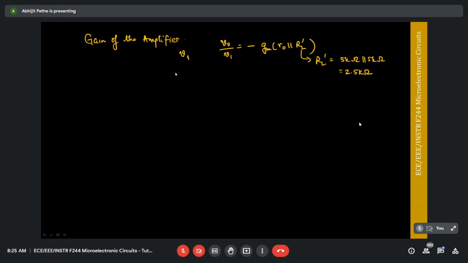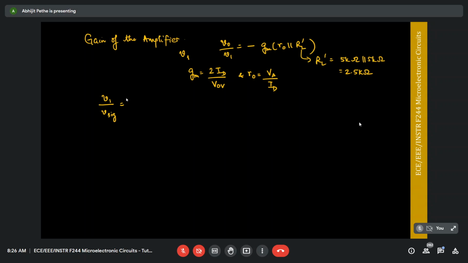right? So you can calculate Gm as 2ID by VOV. And you can calculate R out as VA by ID. Right? So all these terms are known to you. So you know the gain from V0 to V1. So from V1 to Vsig, what is the gain?